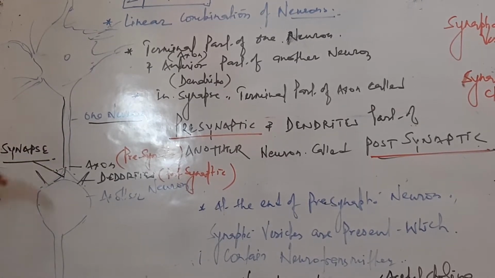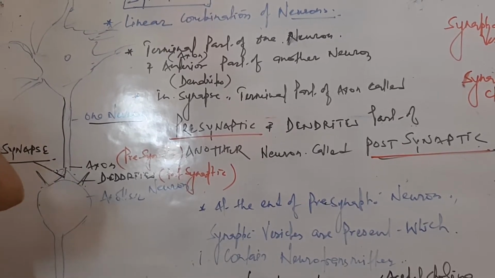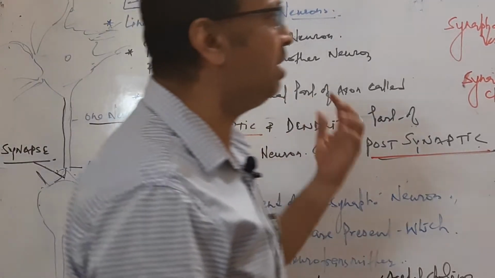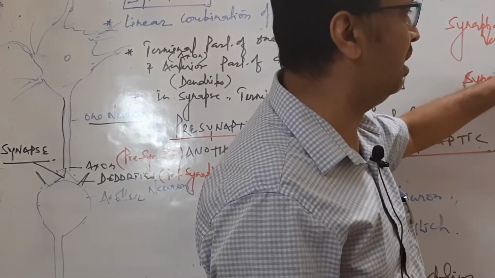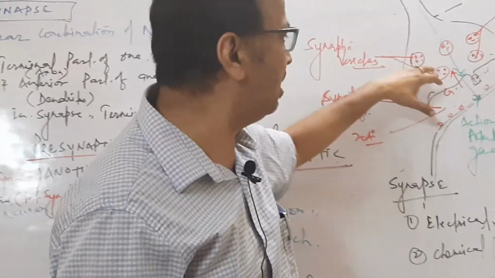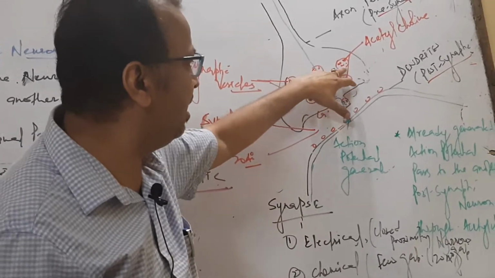At the end of the presynaptic neuron, a button-like structure is present. That button is called the axonic button. In the axonic button, many vesicles are present. These are the vesicles you are seeing here.